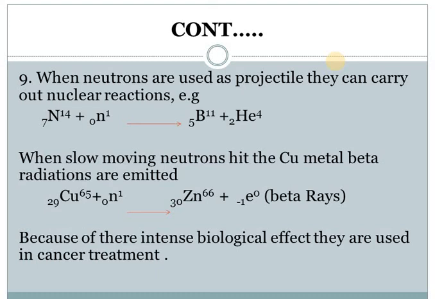Okay, next, we have just studied that for the fast moving neutrons. Now for the slow moving neutrons, what would be the effect? If we take a slow moving neutron and it hits copper metal, what radiations are given out? Beta radiations are given out. That is, if we take copper with atomic number 29 and atomic mass 65 and it is hit by a slow moving neutron, then zinc with atomic number 30 and atomic mass 66 is formed, along with an electron with -1 and 0, that is beta rays are given out.